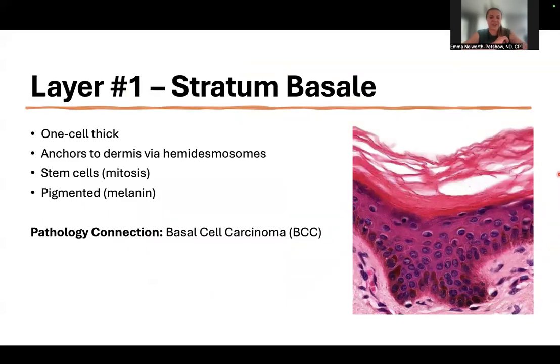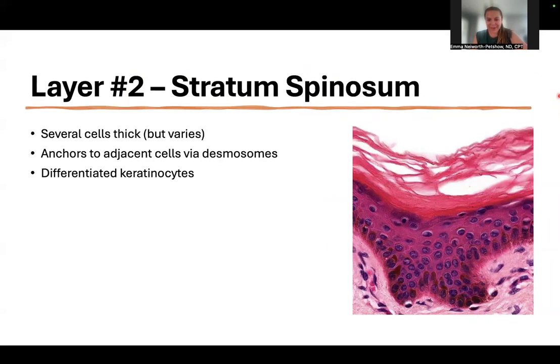Our base layer is the stratum basale, and this is one cell layer thick. This is the layer that anchors our epidermis to the dermis via hemidesmosomes. It contains stem cells that undergo mitosis, and it also contains melanocytes that create the pigment melanin. And this would be the area of our skin that can become cancerous. That would be called basal cell carcinoma, given the stratum basale layer.